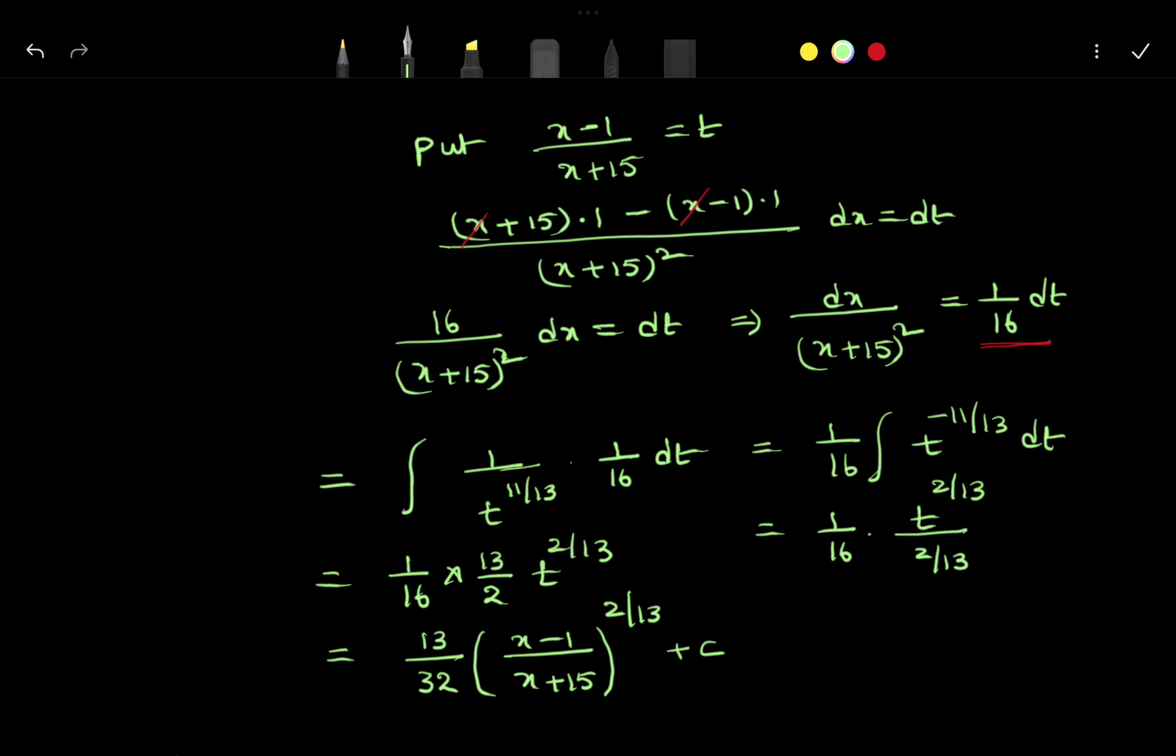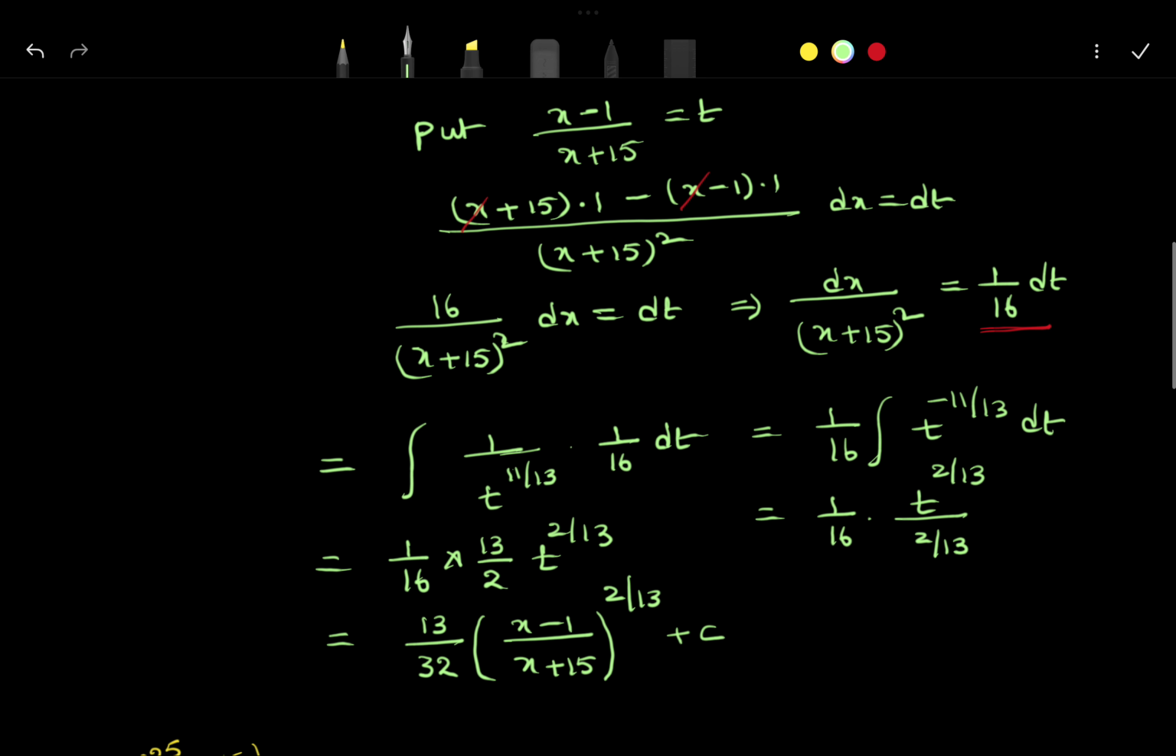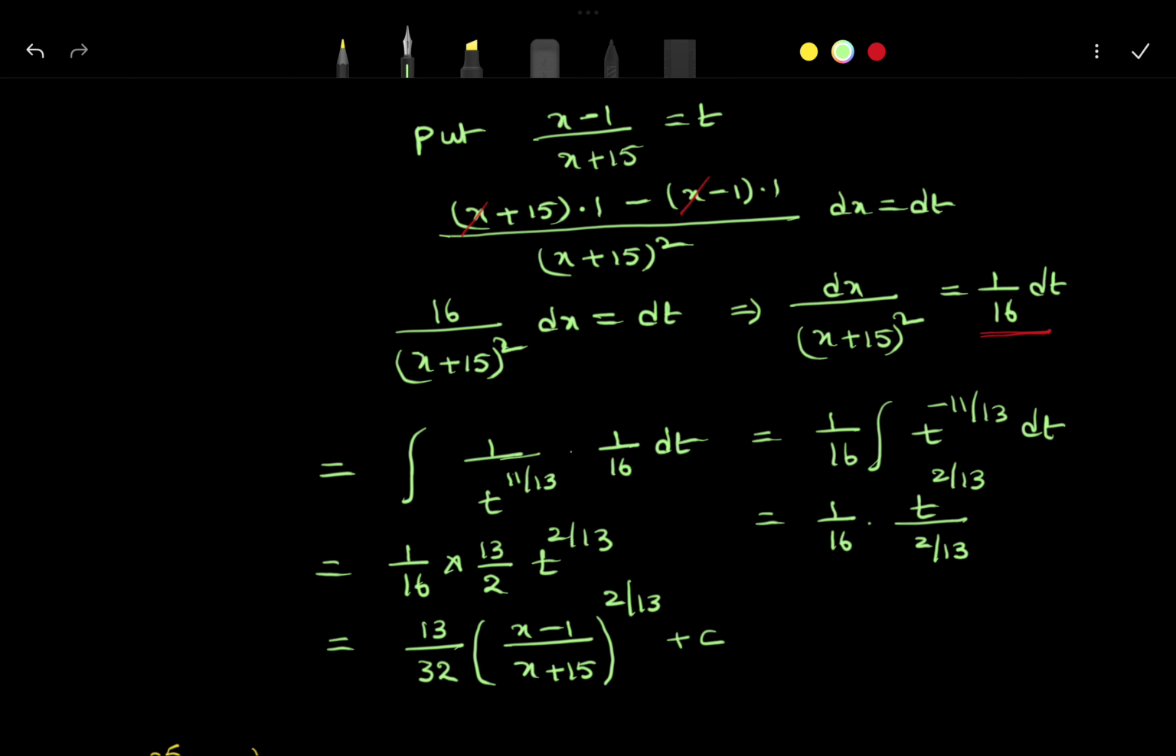Now suppose this one is not given in the options. By interchanging x minus 1 and x plus 15, you can get this value: 13 divided by 32 into (x plus 15 divided by x minus 1) to the power of minus 2 divided by 13, plus c. So your answer will be either this one or this one.